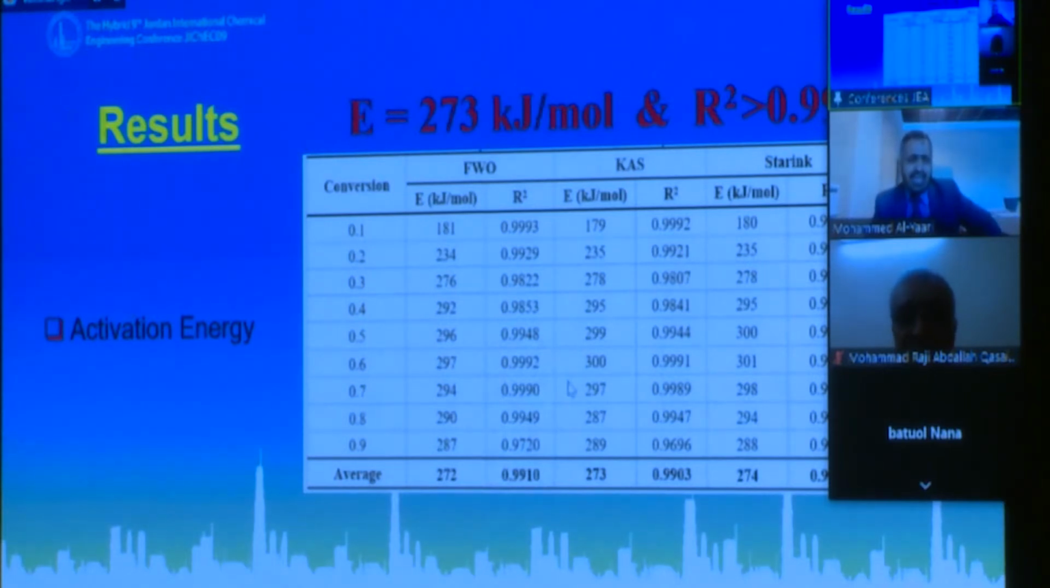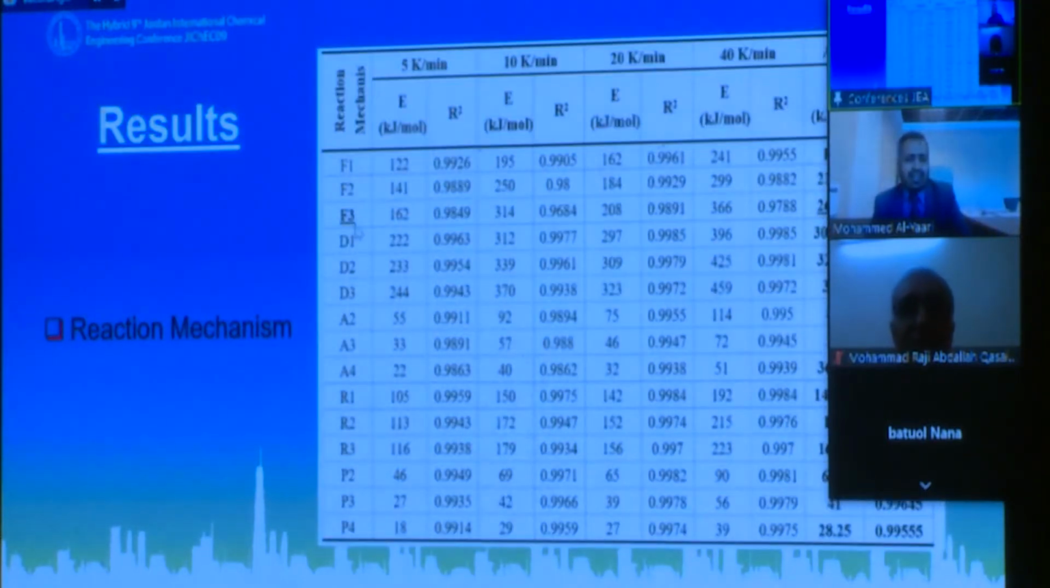After obtaining the activation energy, we went back to use the Coats-Redfern model to obtain the activation energy for each reaction mechanism. Here we tested 15 well-known reaction mechanisms to obtain the most suitable one. By comparing with the value of the activation energy, as you can see here, the reaction mechanism is a third order reaction.